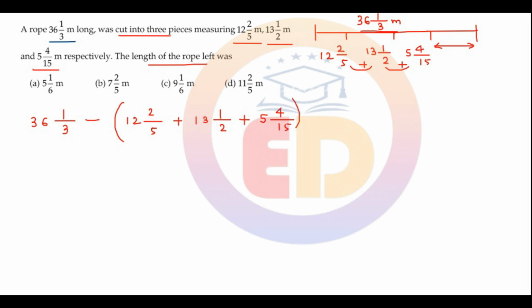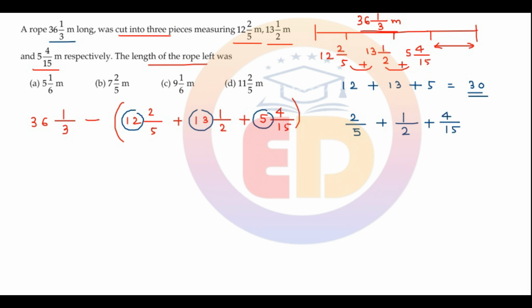Let us add these 3 parts first. For adding the 3 parts, we will separate the whole number parts 12, 13 and 5. We will add them separately. 12 plus 13 plus 5. 12 plus 13 is 25 plus 5. Whole number part is 30. Now, let us add the fraction part separately, which is 2 upon 5 plus 1 upon 2 plus 4 upon 15.